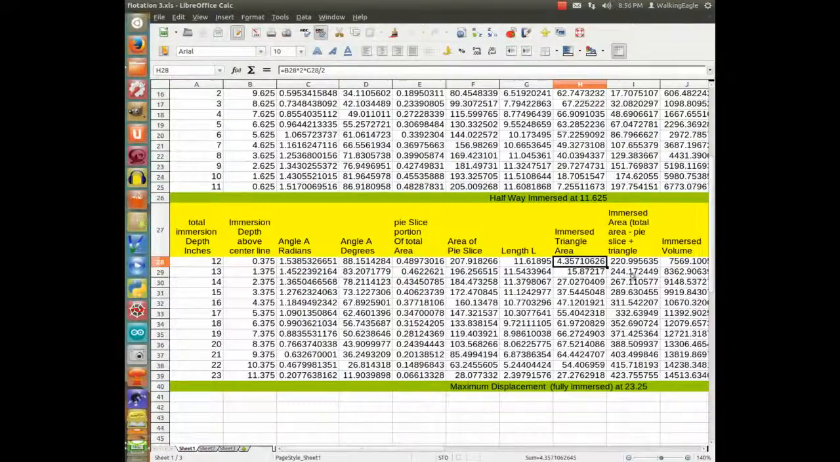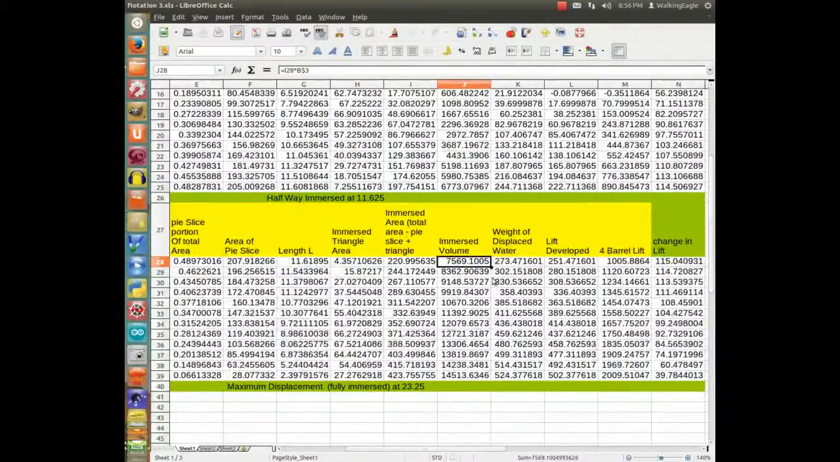And then I have the total immersed area, which is the total area minus the pie slice plus the triangle's area. That gives me the total area. Then to calculate the volume, I multiply that times the length of the barrel, and then I multiply that by the weight per cubic inch of water, and then that will give me the weight of the displaced water. So I have that.